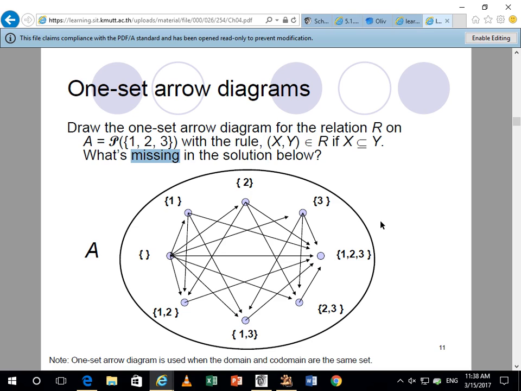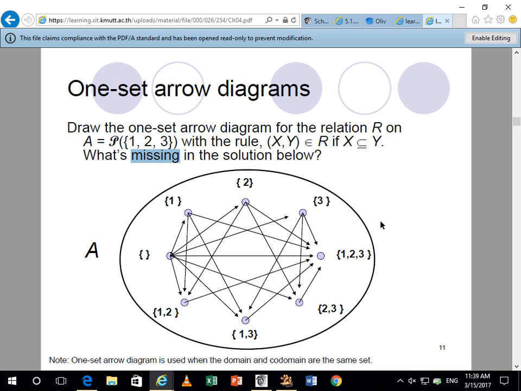Before you answer that, when we say one set arrow diagram, we mean the domain and codomain are the same set. That's why we can map A only, because A is the domain and A is also the codomain. So we can say the domain is this, and then we can map this to the codomain, which is also A. If this is not the case, we cannot use a one set arrow diagram.